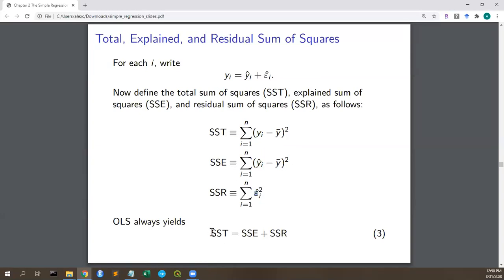So OLS is always going to yield, or by design is going to give us, a total sum of squares that equals the explained sum of squares plus the residual sum of squares. And now we might be interested in, okay, well, of the total sum of squares, what percent did we explain? What percent was our model able to help us out with?